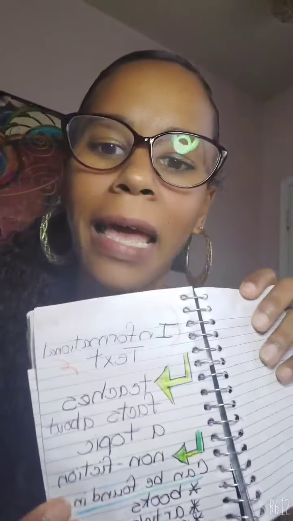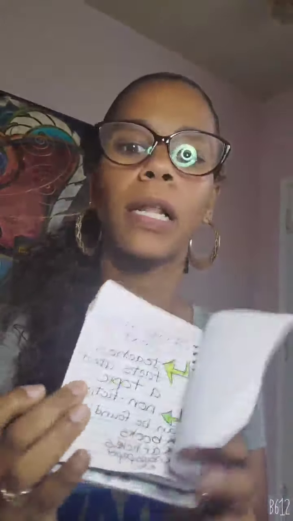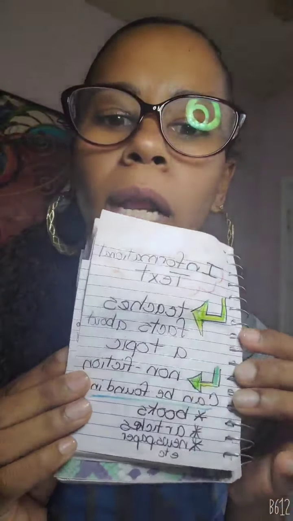Informational text. Second note, there we are. Screenshot it if you want. That's my drawing. Informational text teaches us about facts, about a topic. It also is nonfiction. It's not fake. It's real. I can prove it. Informational text can be found in your newspapers, articles, books, encyclopedias, a lot of places. I like informational text because I love to learn. I'll show that note again later.